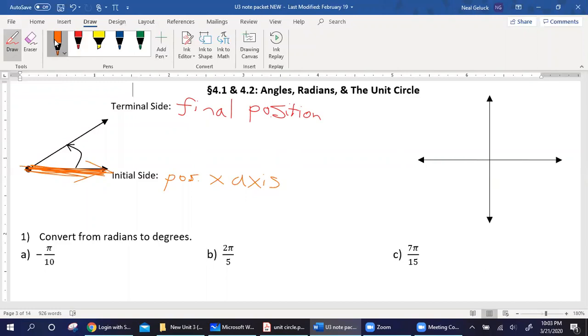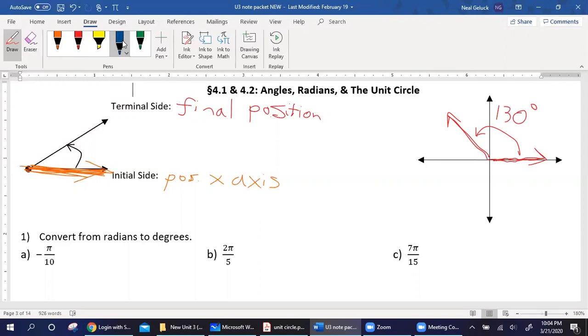So if, for example, I said to draw the angle 130 degrees, I would start off with my initial side always on the x-axis. And then 130 degrees is more than 90. It'd be somewhere over here in the second quadrant. So this would be an angle of 130 degrees.